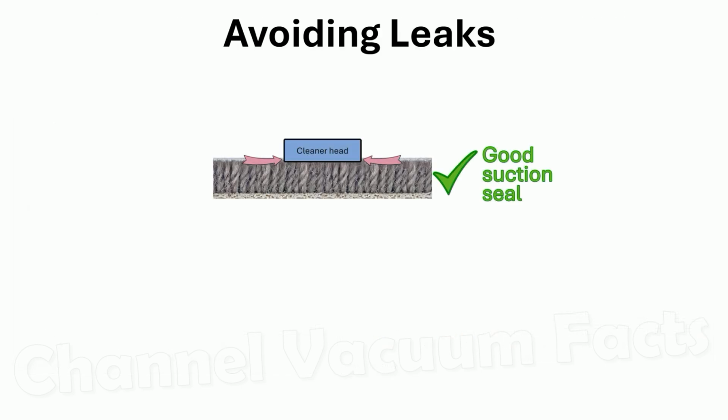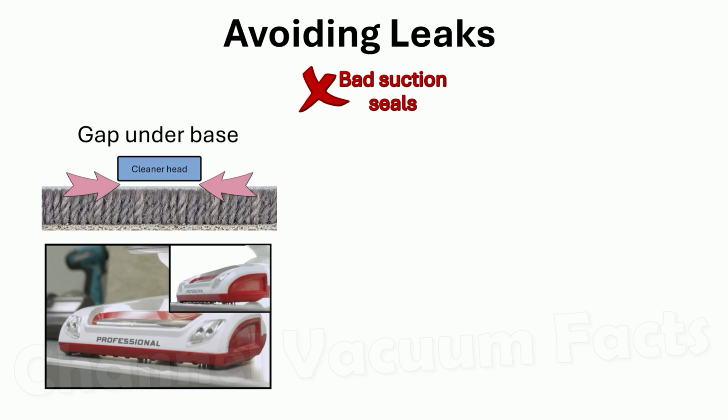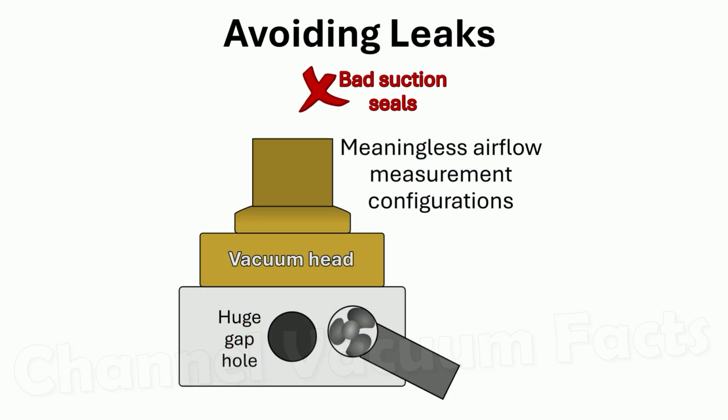Understanding why large airflows are bad also helps understand why it's important that the cleaner head has a good suction seal with the carpet. Examples of where this doesn't happen include the head not being sealed due to bad design, the head hanging off an edge during use, or other situations commonly seen where large holes and gaps are introduced.